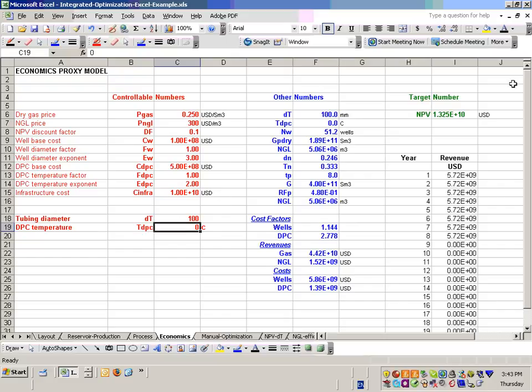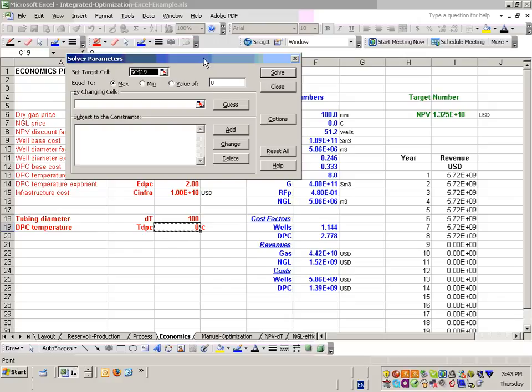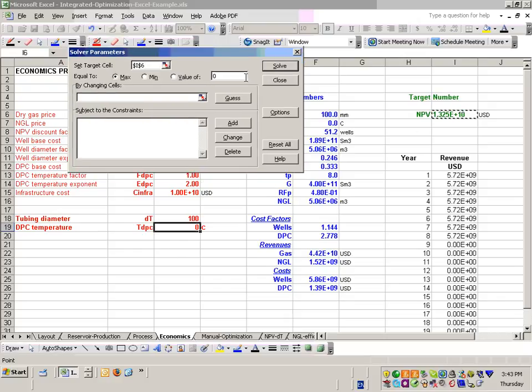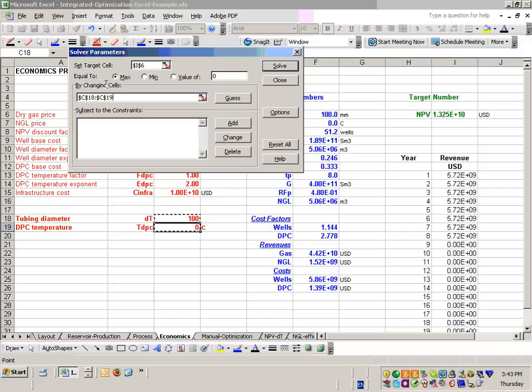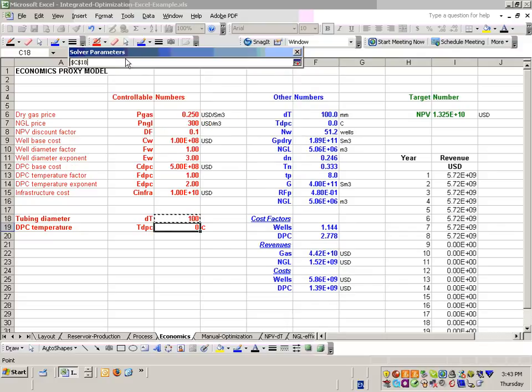Okay, so we go into Solver, and now we have this as our target. We want to maximize this net present value, subject to the two constraints here. Mohammed, you asked how to put in two cells. You can do it this way if they're next to each other, but you can also click on this one, comma, and that one. That's allowed.